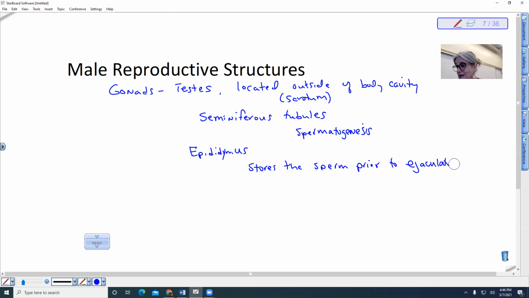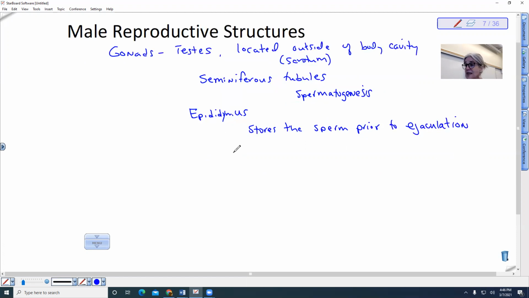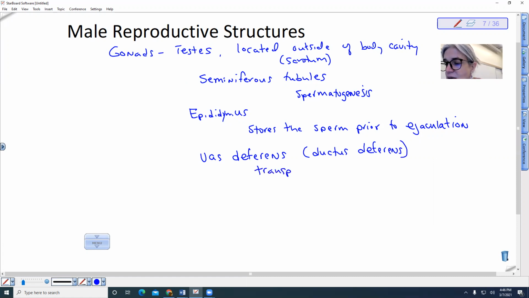The ejaculate, or the semen, doesn't just contain sperm, but other things added to it by accessory glands. We'll talk about those accessory glands, but the epididymis stores the sperm. Then from the epididymis, when the sperm are ejaculated during male orgasm, they go into the vas deferens, which in many books is now called the ductus deferens. These are the tubules that transport the sperm back up into the body cavity.